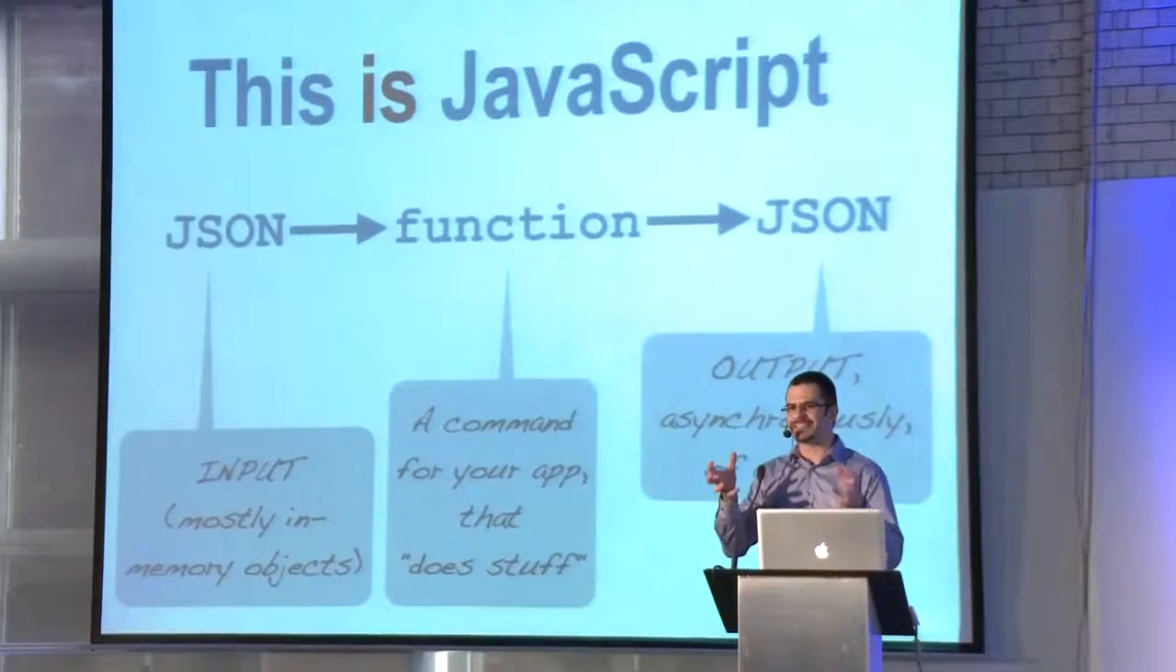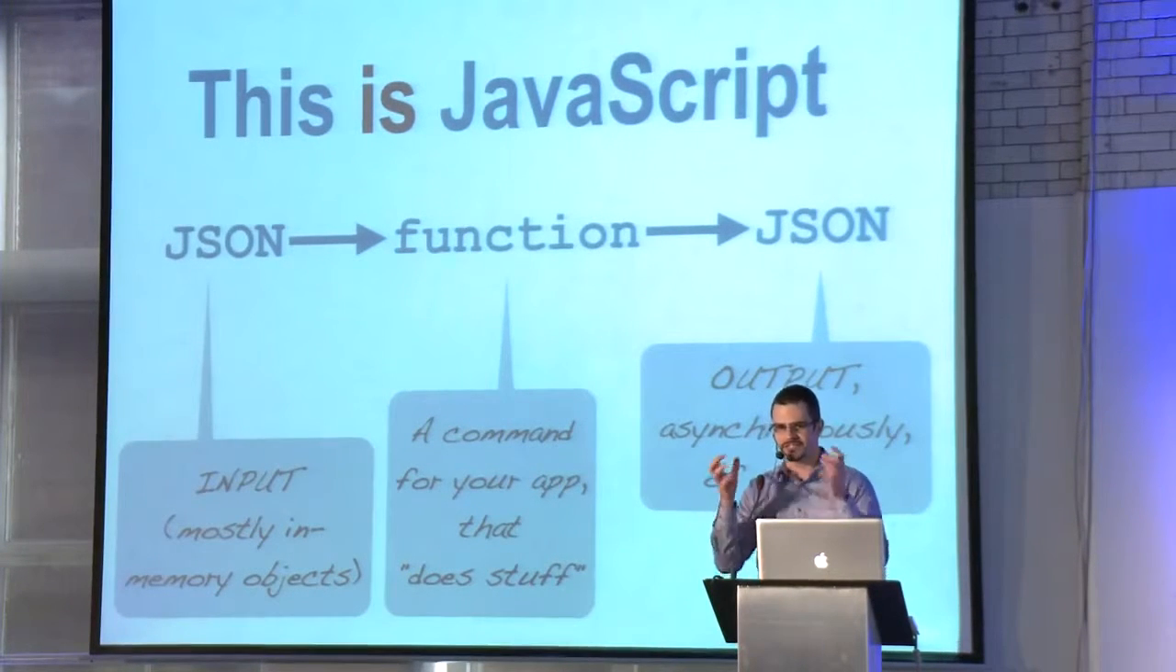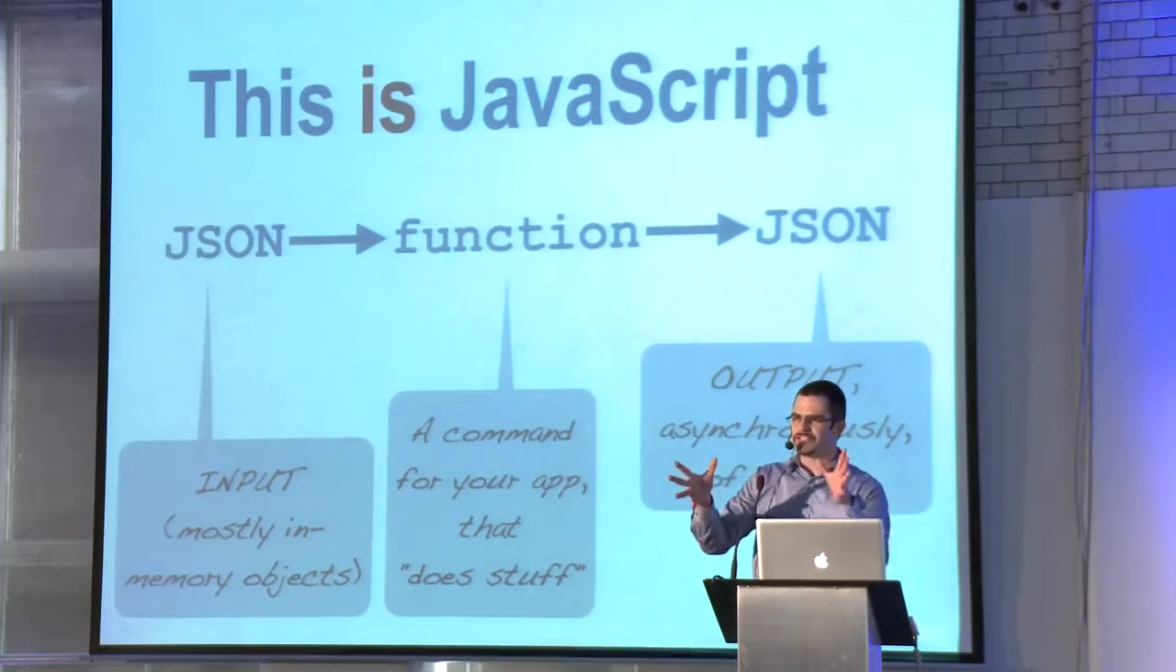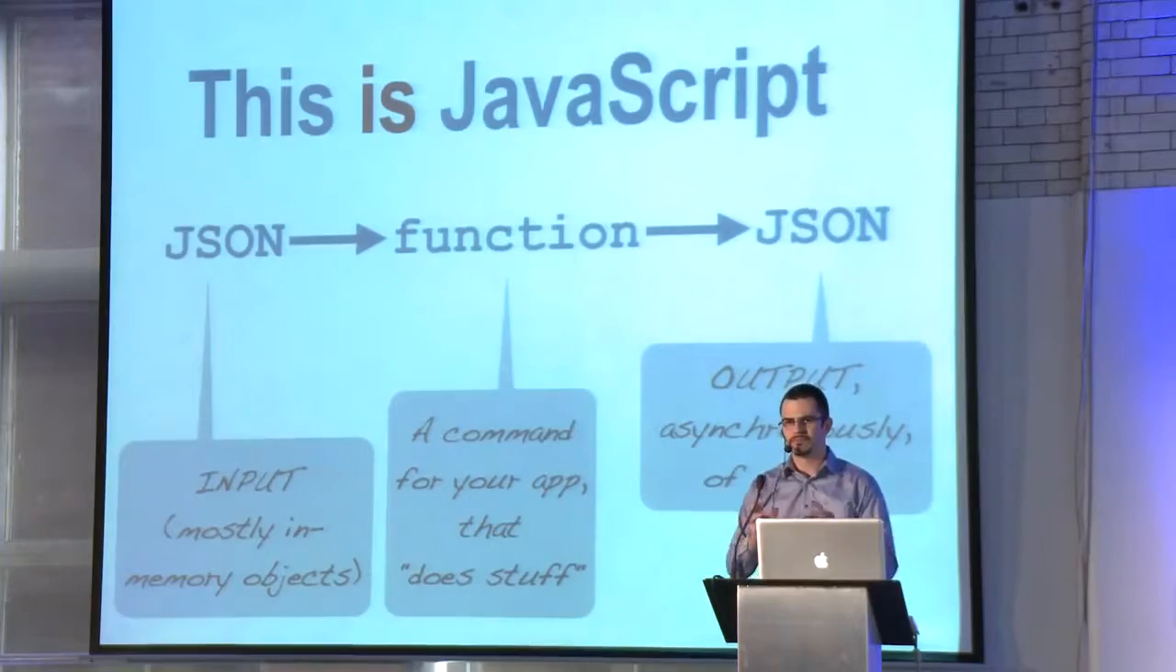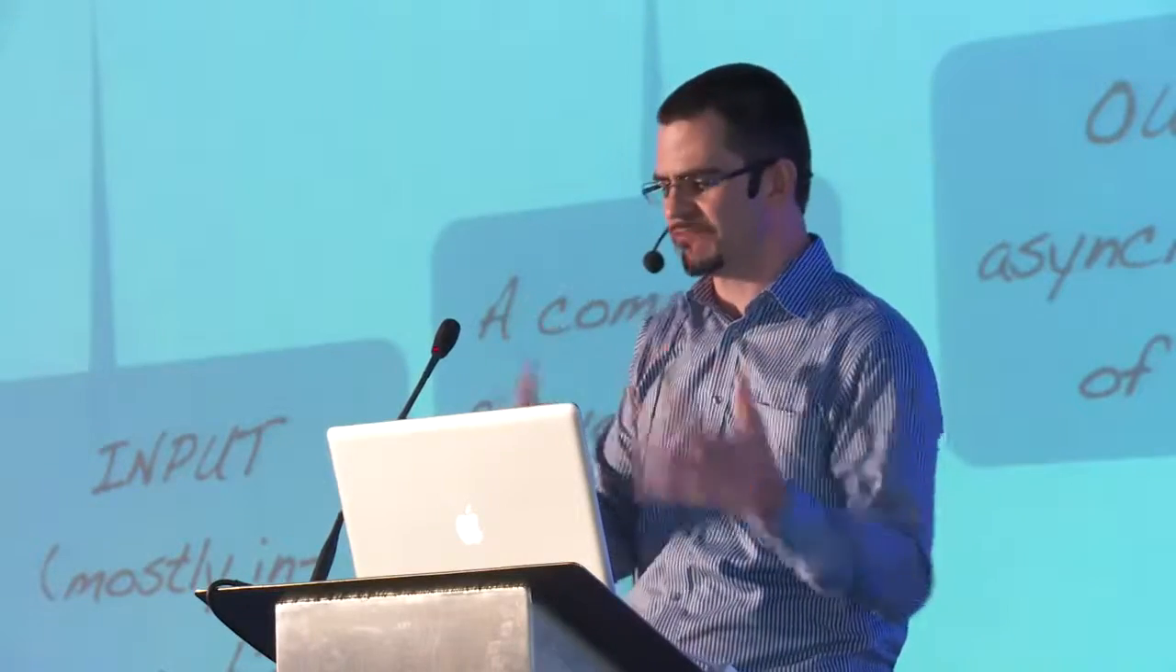Okay, so we've got Node.js, we've got JavaScript. How do we solve this problem? We just make it as simple as it can possibly be. The stuff that happens is a JavaScript function. JSON goes into it, and JSON comes out of it, and it's done. It's the simplest possible model that you can have for this idea of stuff that happens.